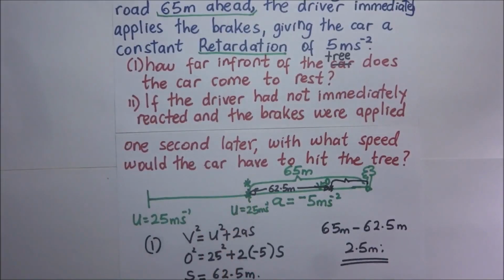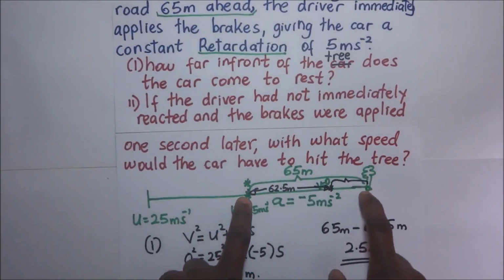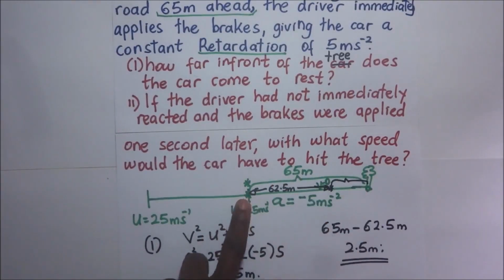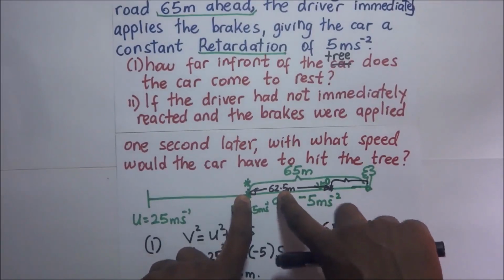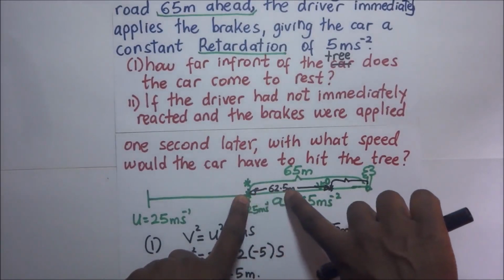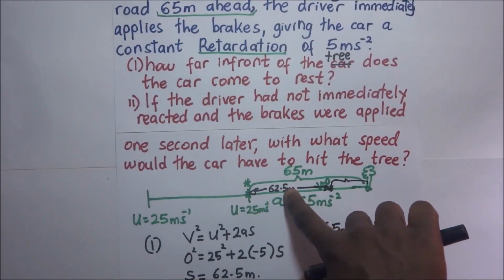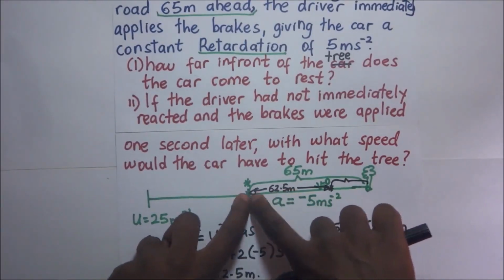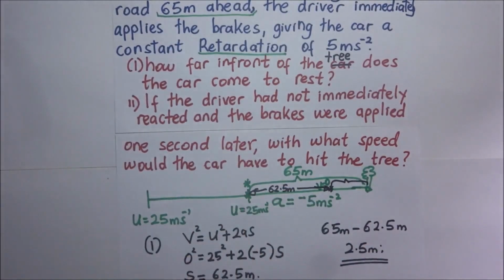Since we know he noticed the tree 65 meters ahead, if he delays by just 1 second, there is a certain distance he covers. So we need to first find the distance he covers in that 1 second while delaying to apply the brakes, so that we can subtract that distance and deal with our new diagram. Just for clarity, I'll redraw this diagram.